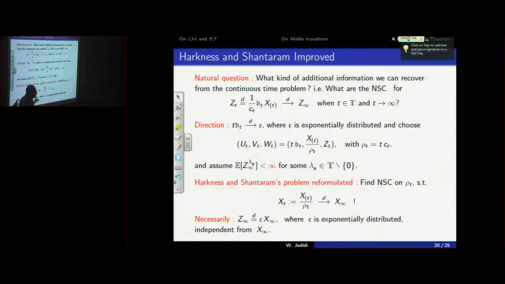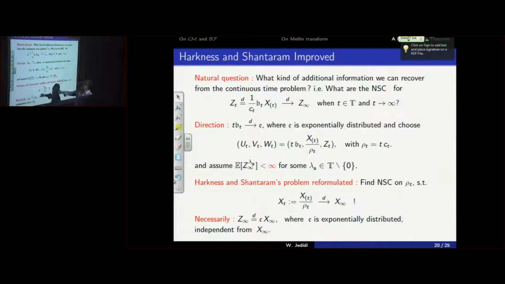What we prove here is that actually the log normal distribution is the unique limit. There is no other limit. How did we handle this problem? Harkness and Shantaram considered only the discrete version. We had the idea to swap to the continuous version, where T is not an integer, but T could be a positive number.